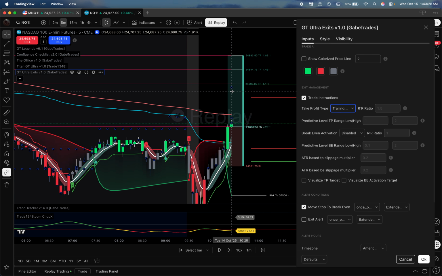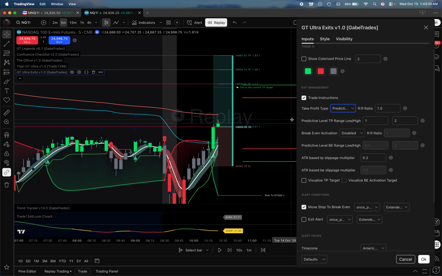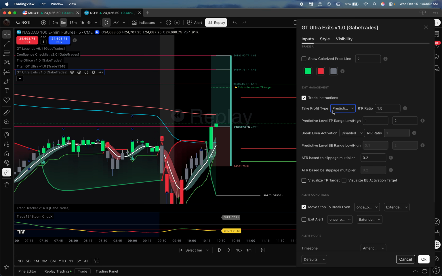Now, one thing this thing does really well is it always gives you an exit signal. So even if I have this set to predictive levels, I am still guaranteed an exit signal even if price action does not reach the predictive level, or if it's unable to find a predictive level, which can sometimes happen.